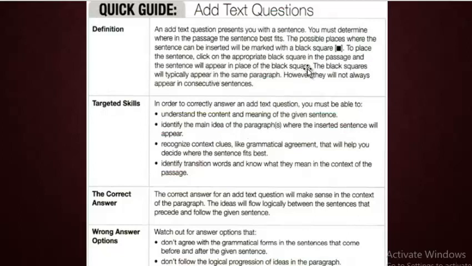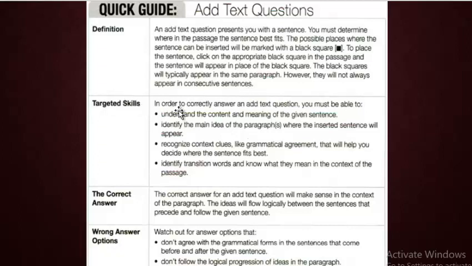In the actual TOEFL iBT exam, if you click on any box, the sentence is added right there. To place the sentence, click on the appropriate black square in the passage. The sentence will appear in the place of the black square. The black squares will typically appear in the same paragraph. However, they will not appear in consecutive sentences. Sometimes it is possible that within a paragraph the squares are not in consecutive sentences.